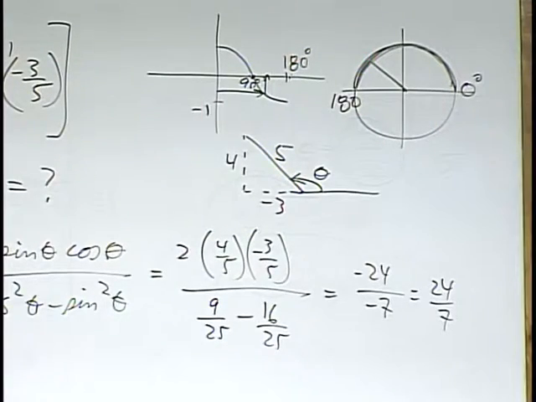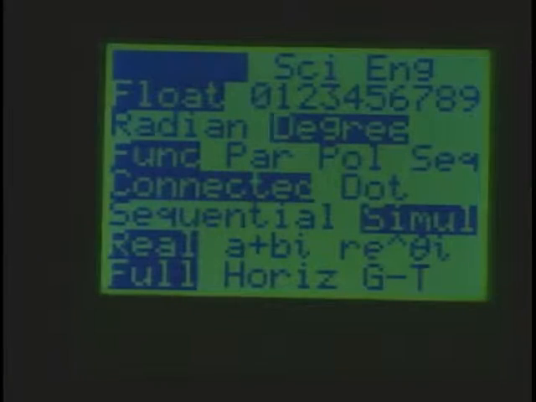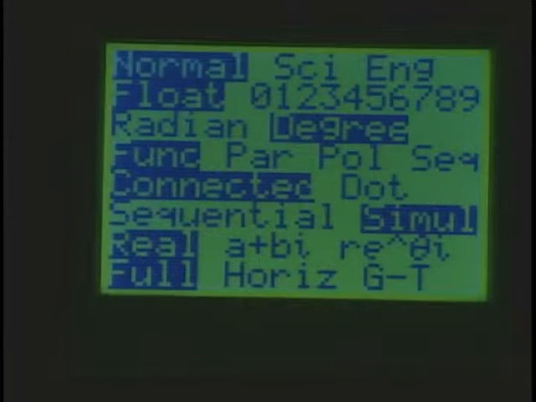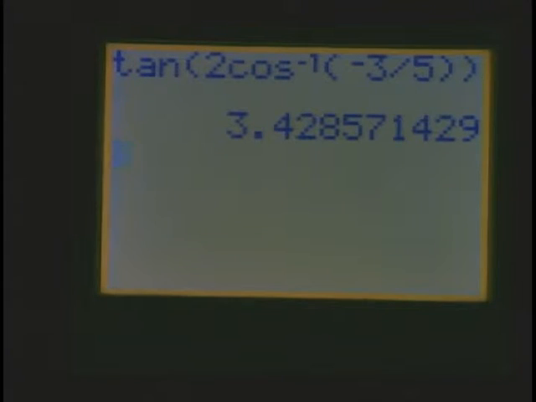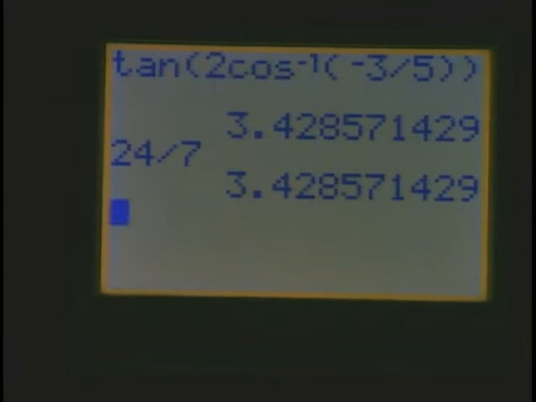Give me 2 seconds with the calculator. It doesn't matter which mode I'm in. If I'm in degree mode and I punch the original question, watch this, tangent of twice the inverse cosine of -3/5, I get this value, and I compare that with 24/7. Identical.